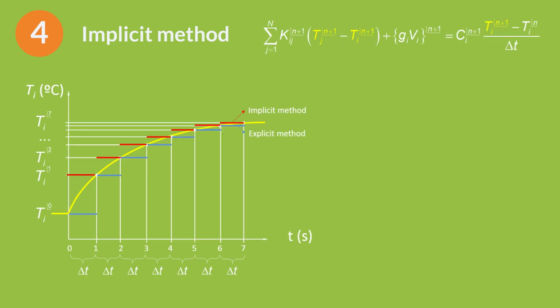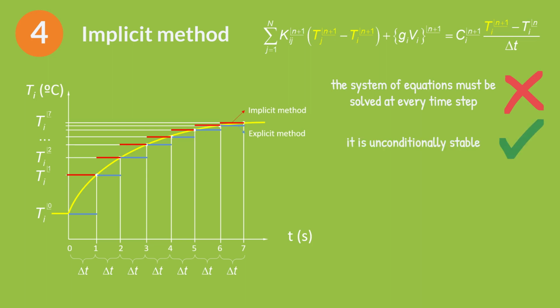In the implicit method, inputs, outputs, and internal heat generation terms are evaluated at time n+1. This is equivalent to approximating a continuous function by a step function above the continuous curve. The implicit method has the disadvantage that the system of equations must be solved at every time step. The advantage is that it is unconditionally stable, that is, it does not have a maximum delta T like the explicit method. This does not prevent that the larger the delta T, the larger the error you make by approximating a derivative by a difference.